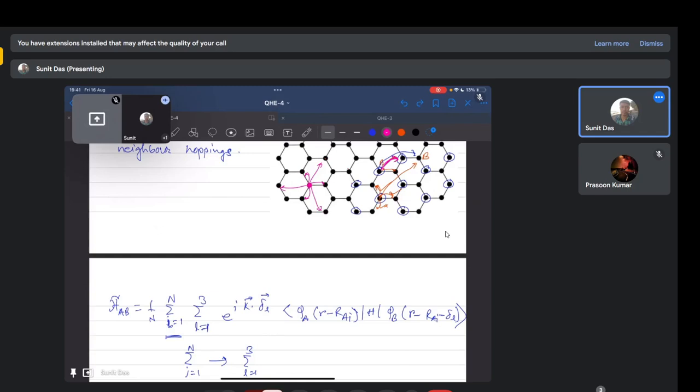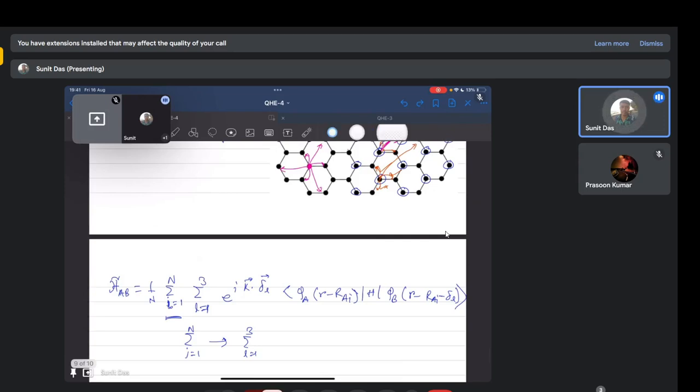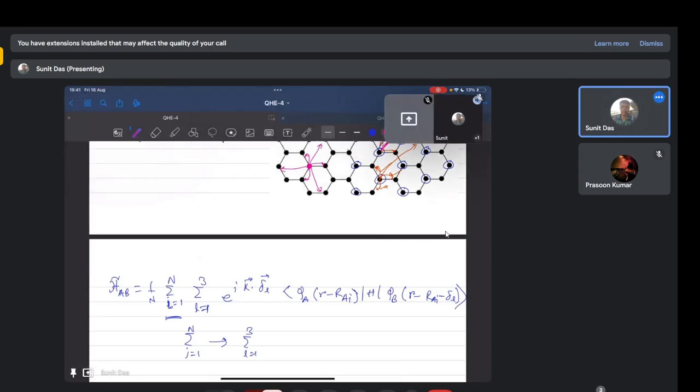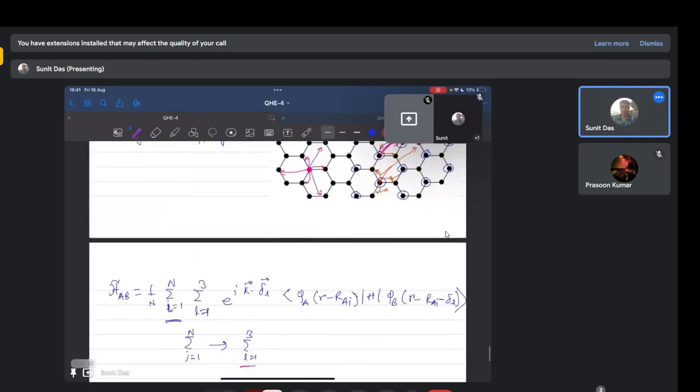Now this was the case when j goes from 1 to n, because it includes all types of B atoms. But we restricted ourselves to l going from 1 to 3, and we say that only the significant hoppings are like these three. So maybe we call this the delta 1 vector, delta 2 vector, and this one is the delta 3 vector.